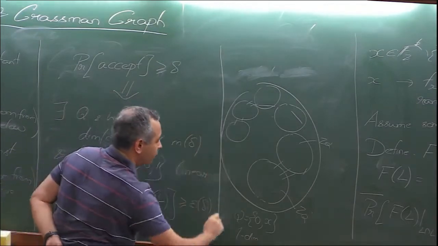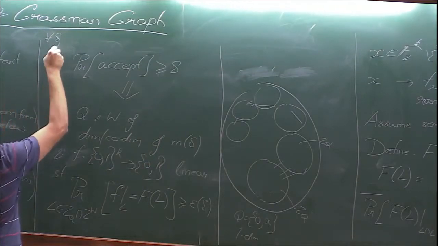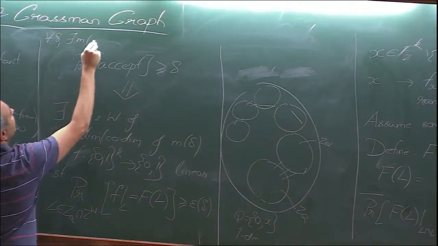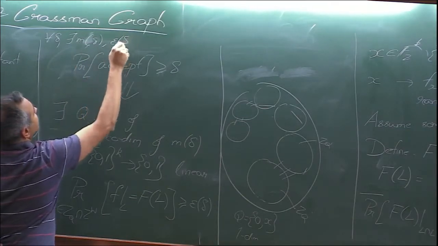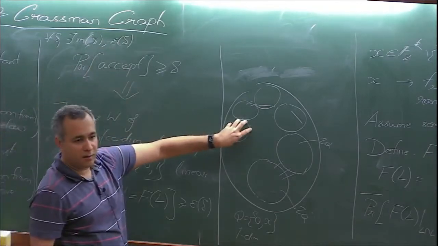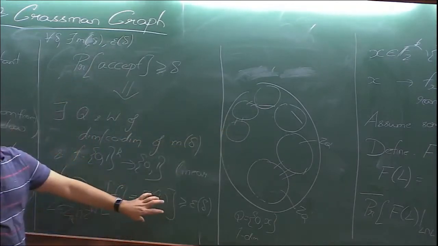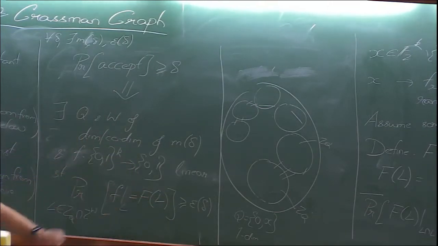This is the best one could hope for because of these counterexamples. That is, for all delta, there exists M delta and epsilon delta such that the test passes. That is, if the test passes, then there is a small part of the graph in which such a thing happens. We can't guarantee anything better than this.